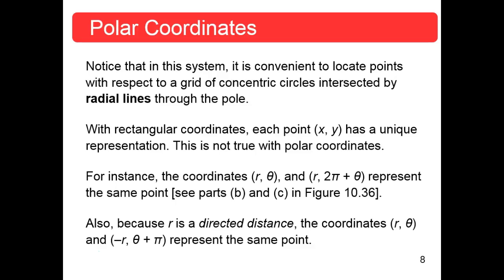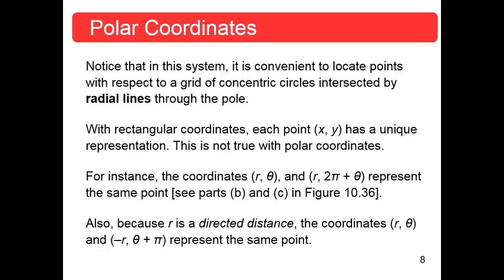Notice that in this system it is convenient to locate points with respect to a grid of concentric circles intersected by radial lines through the pole. With rectangular coordinates, each point (x, y) has a unique representation. That's not true with polar, like I just pointed out.